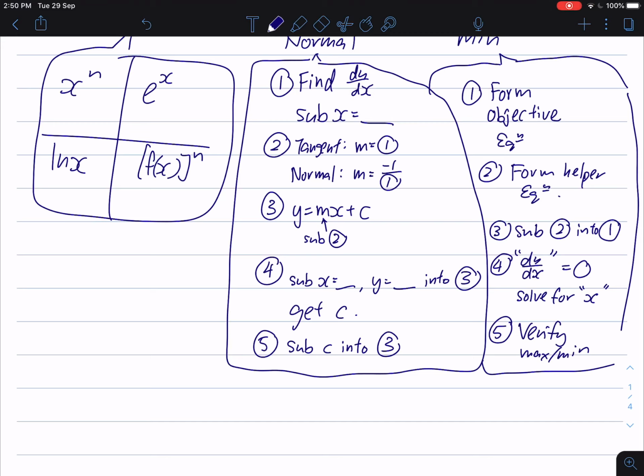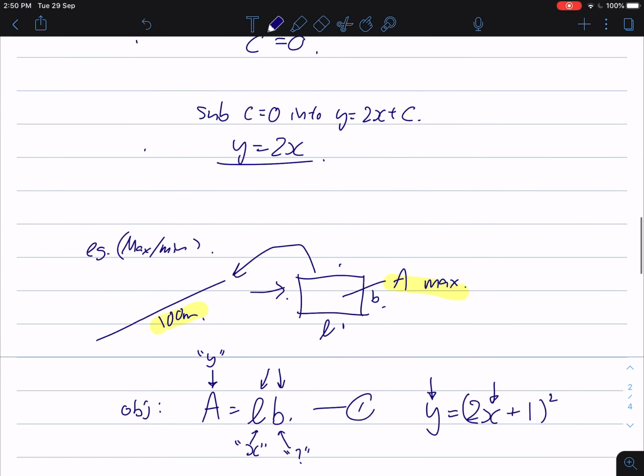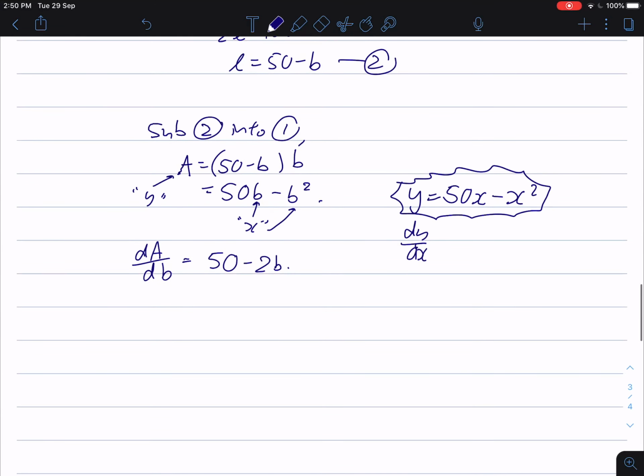Let's move on to step 4. We have found our dy dx. They say let it equal 0 and then solve for this so-called x. And again, I remind myself that x is the b, right? It's my x.